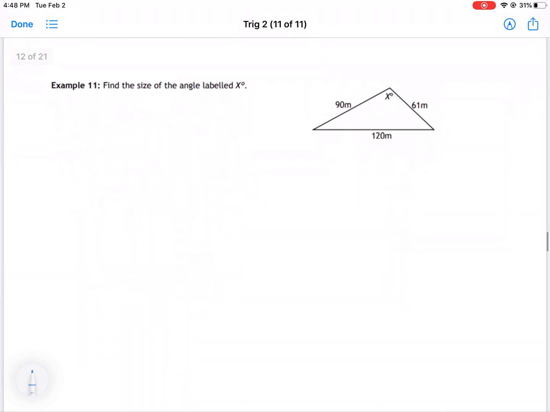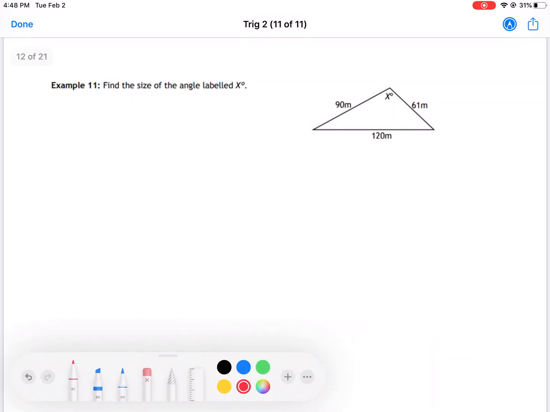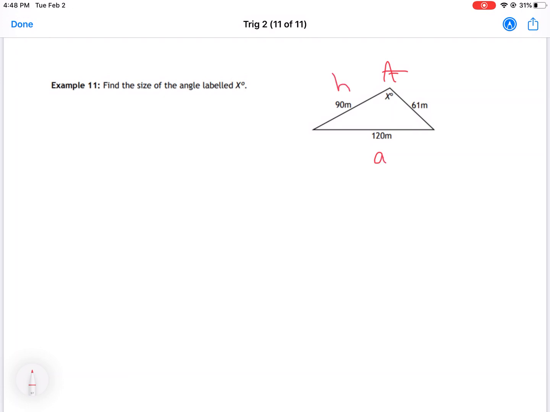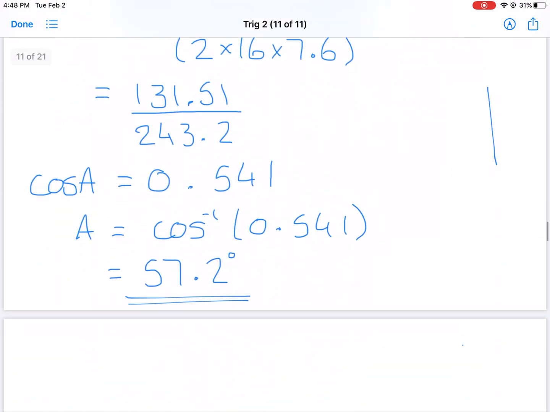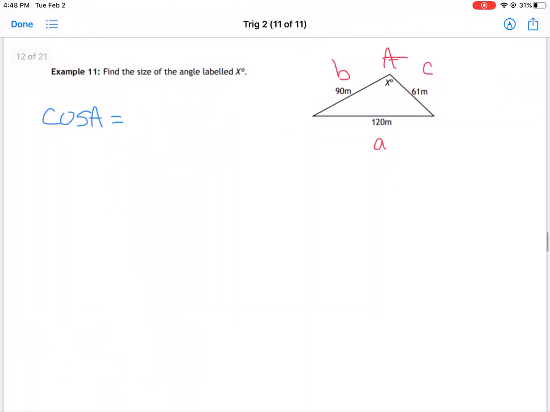Okay, so another one of these. We are given all three sides of this triangle, therefore we can use the cosine rule. Now, in this case, labelling a triangle, let's label with the one we want to find as A, and that will be A here. B and C can be the other two sides that we don't know, and then we use our formula. Cos A equals B squared plus C squared minus A squared all over 2BC.